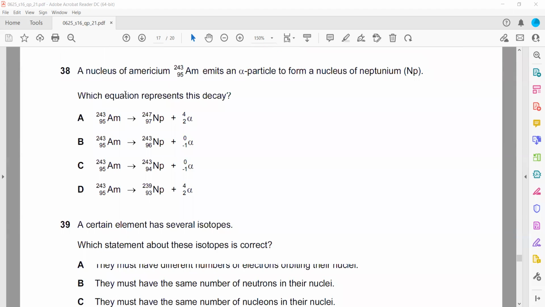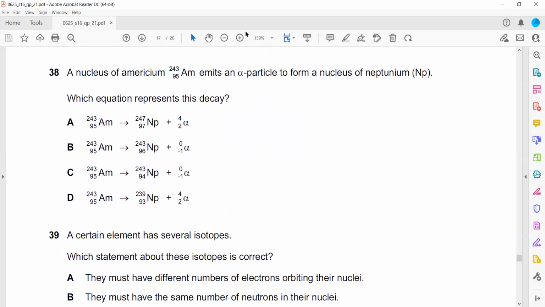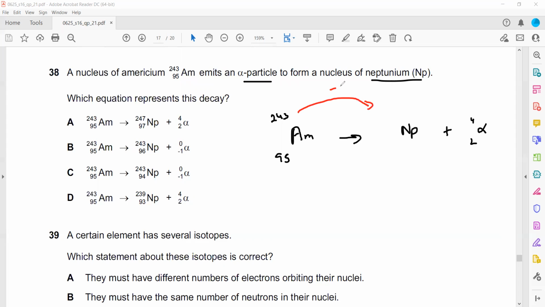In question 38, a nucleus of americium, which is 243 and 95, emits an alpha particle to form a nucleus of neptunium. Which equation represents this? Remember, whenever there is an alpha decay, the atomic mass decreases by 4 and the atomic number decreases by 2, emitting an alpha particle or a helium nucleus.